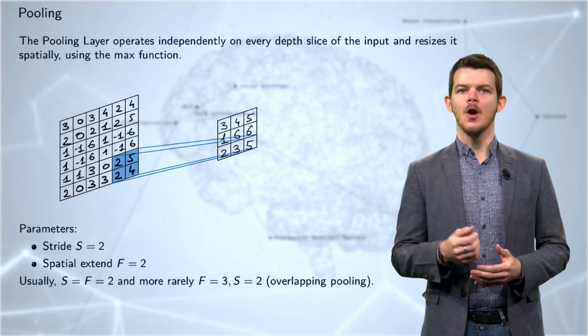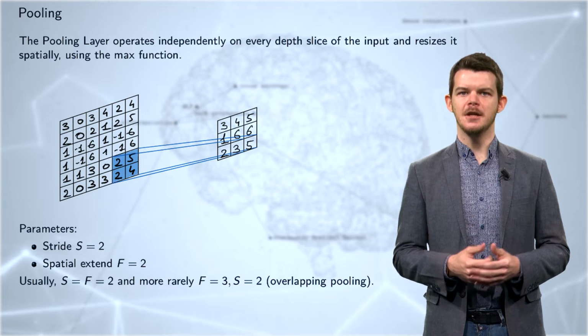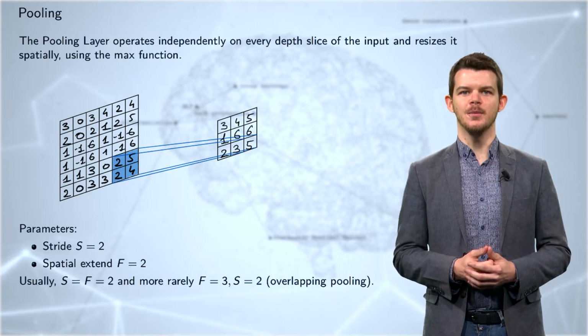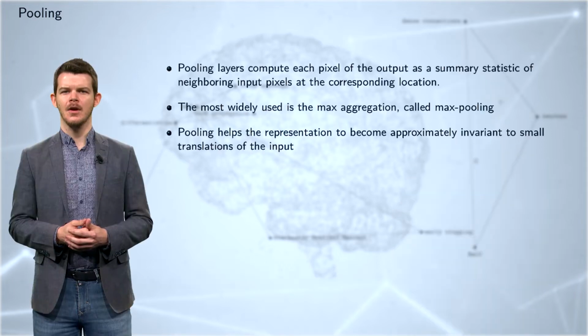As I mentioned, pooling layers operate on each channel separately. It means that the depth of the output volume of a pooling layer is always equal to the depth of the input volume of a pooling layer. Pooling creates summary statistic, here the maximum, of neighboring pixels.